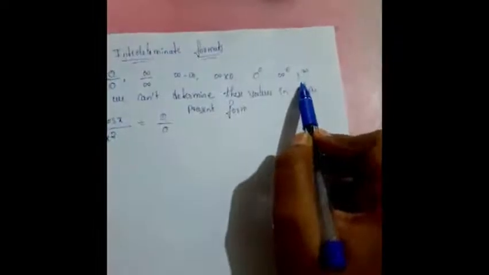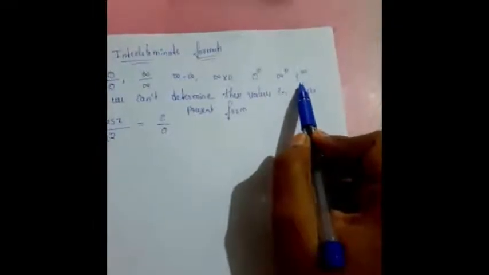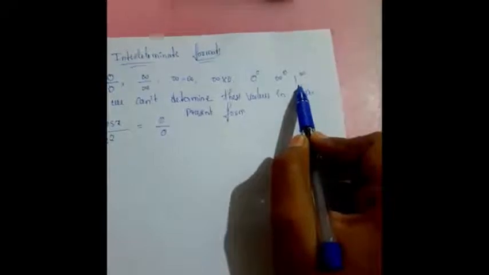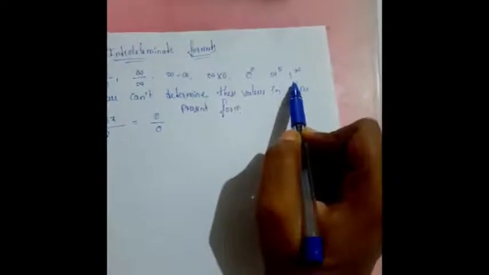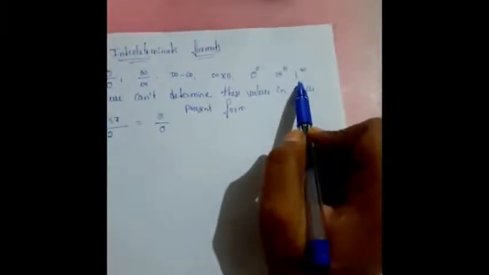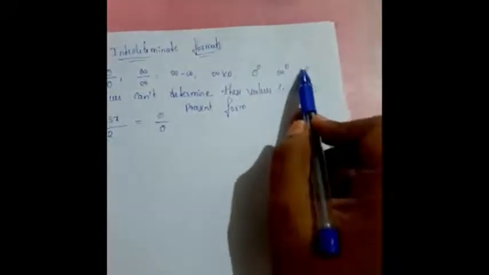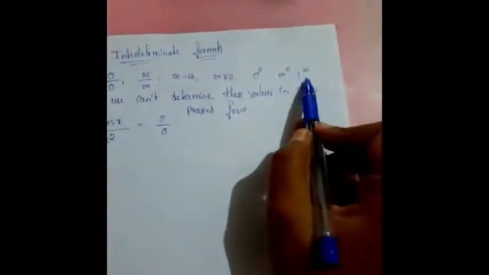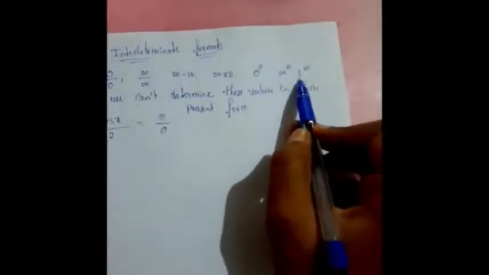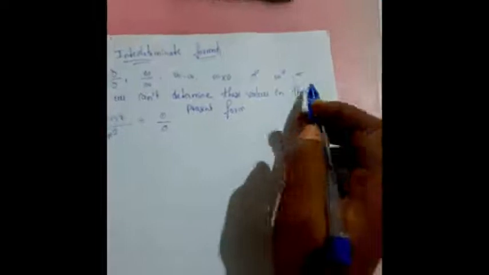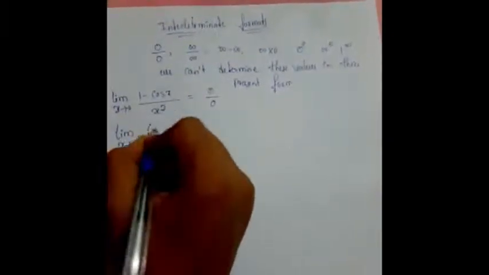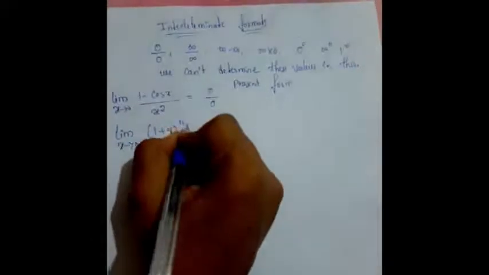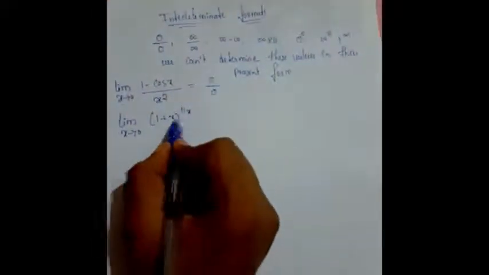See here, sometimes you will get 1 raised to some value. 1 raised to 0 is 1, 1 raised to 1 is 1, 1 raised to 2 is 1. 1 raised to any finite value is 1, so it is a finite value, a determinate form. But if it is 1 raised to infinity, this is also an indeterminate form. For example, limit x tends to 0 of (1 plus x) raised to 1 by x. The function here is (1 plus x) raised to 1 by x.